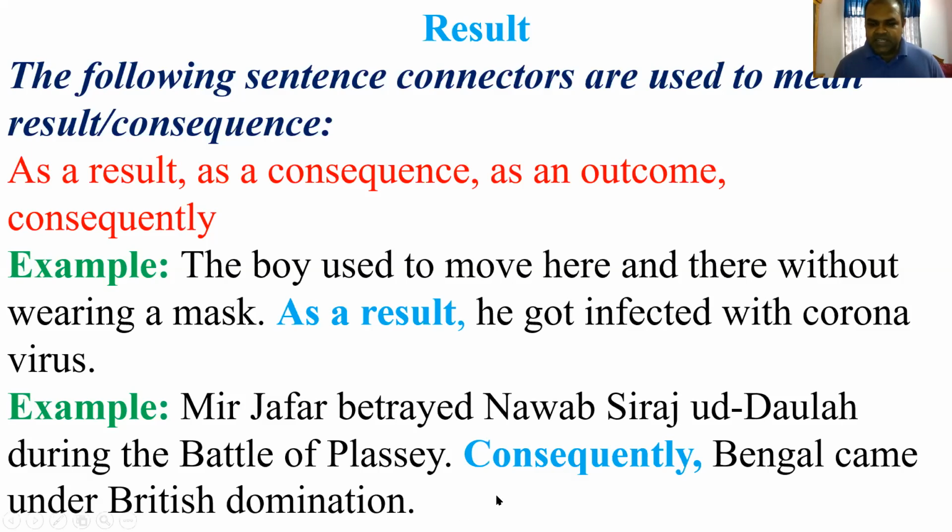So we have used the sentence connector consequently. After the fatal defeat of Nawab Siraj-ud-Dowla in the Battle of Palashi, Bengal came under British rule, or Bengal came under British domination, or the British started ruling over Bengal. So we have used the sentence connector consequently to mean a result or a consequence or an outcome through these examples.